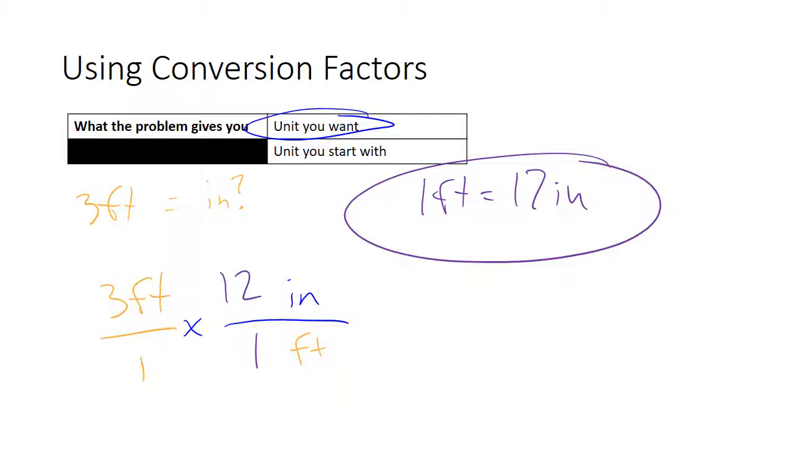Then we look at our fraction and see how they cancel out. Remember, if you have like terms on the top and bottom, they cancel. So if we have feet on the bottom and feet on the top, they cancel each other out. So we get rid of that unit. We now have the unit that we want, and then we just do the simple math. 3 times 12 is equal to 36, and the only unit we have left is inches, so it's 36 inches.